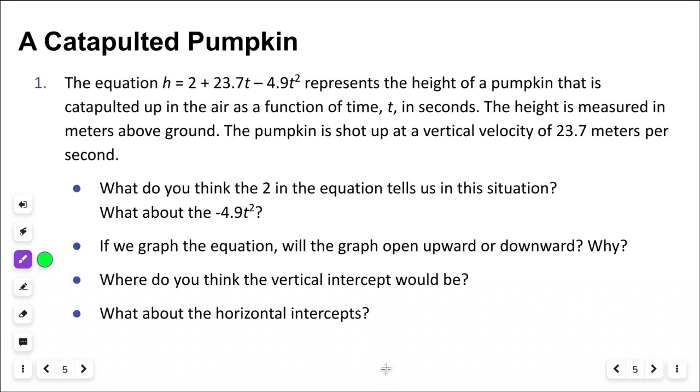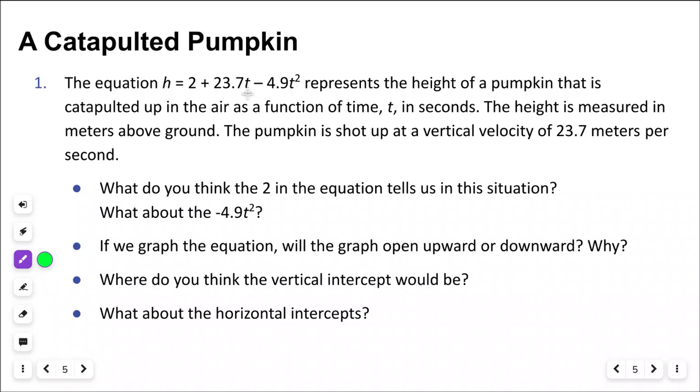Our second story we're going to be looking at is about a catapulted pumpkin. A catapulted pumpkin is using a catapult. It's that tool or that machine that launches objects into the air. I think in the past it was used for like wars and fights, but here we are catapulting a pumpkin. You can find videos of these online if you want a visual of what this means, but just know that we are launching a pumpkin into the air.